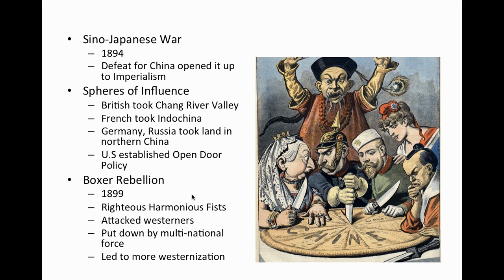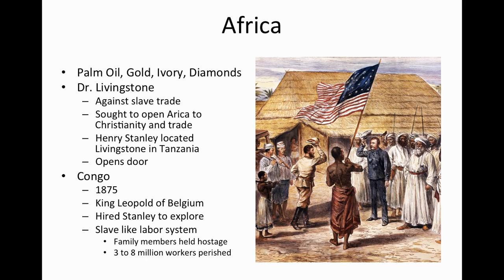There was a resistance to this in 1899. A group of Chinese rebels known as the Righteous Harmonious Fists, also known as the Boxers, started to attack Westerners. The response was a military response by a kind of multinational force that included soldiers from the United States and England, put down the Boxer Rebellion, and again, just led to more westernization of China. All right, Africa.